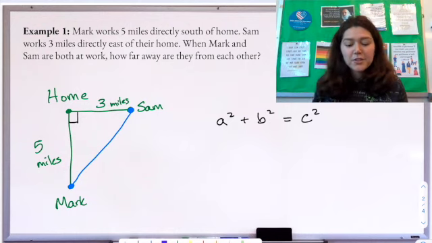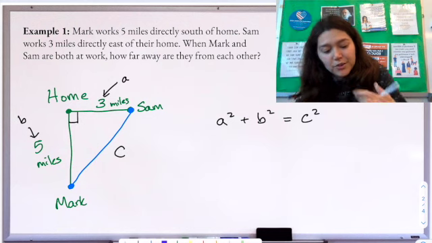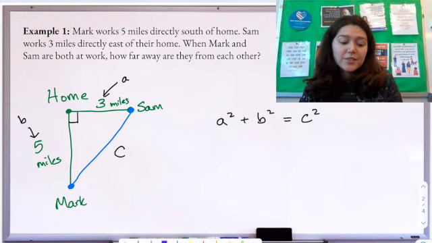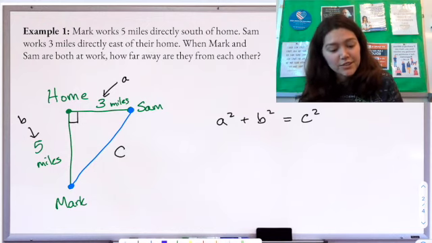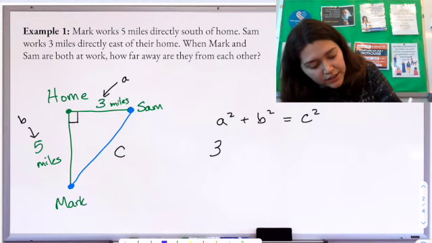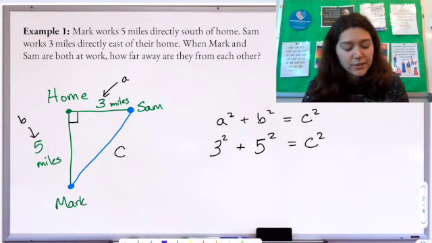I'm given 2 legs, so we'll let this distance 3 miles be A, we'll let this distance 5 miles be B. Doesn't matter which one I label A and B, but the hypotenuse has to be C. Right, and that is what we're trying to find here, that kind of diagonal distance that's across from the 90-degree angle. So now that I have that, I'm going to substitute in my information. I have A is 3, so I have 3 squared. B is 5, so I have plus 5 squared, and that equals c squared.